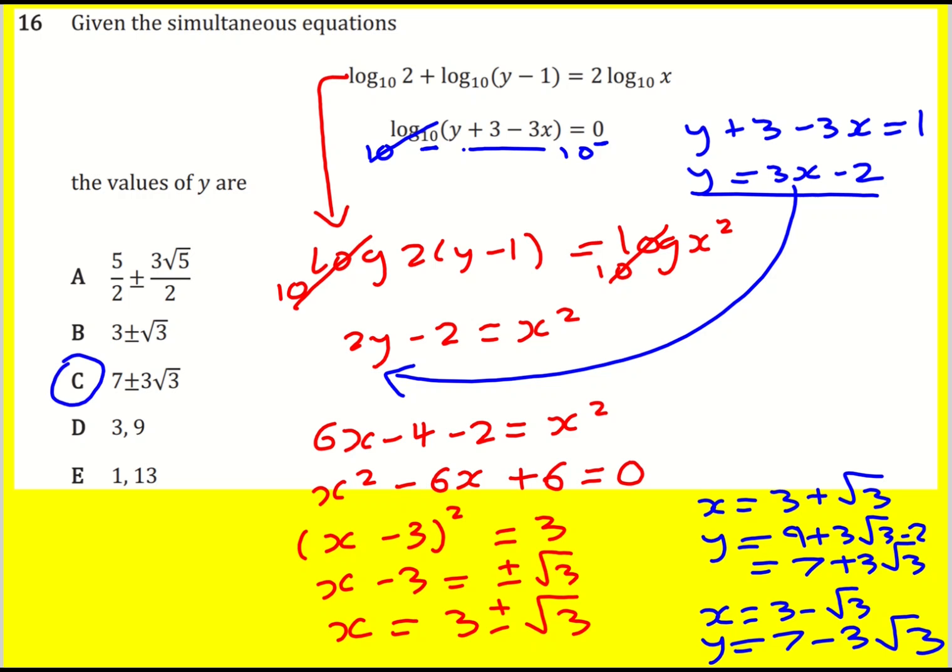It's not like any are eliminated. Really, we should just check that we don't get any negatives. This is absolutely fine. x is greater than 0 in all cases, and there's no problem with this. So they're all valid. The answer is going to be C.